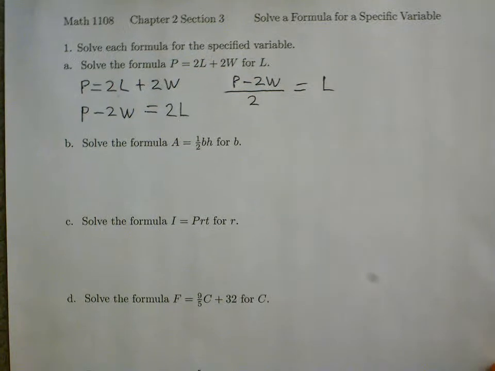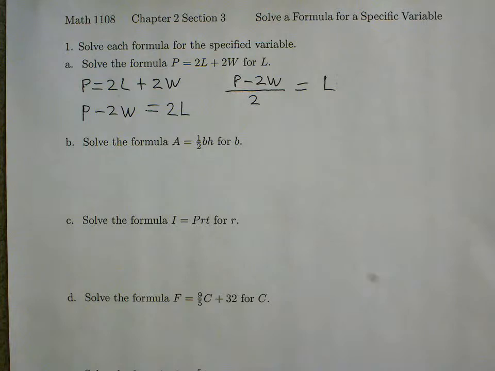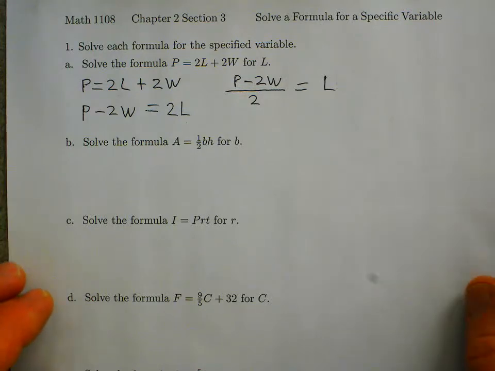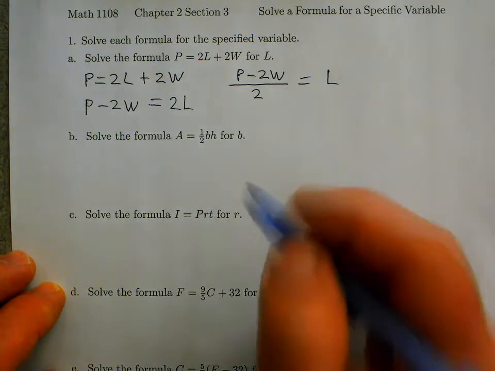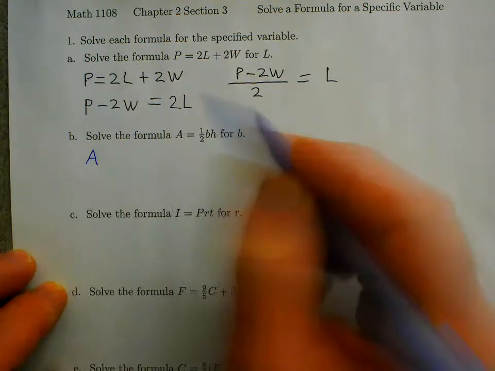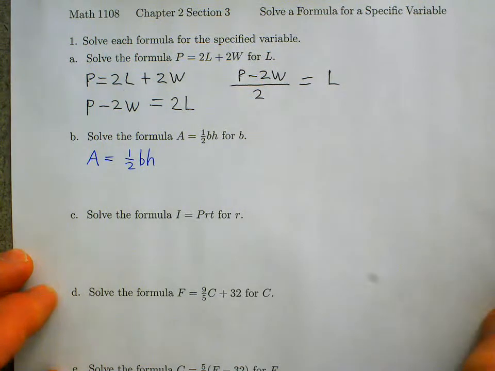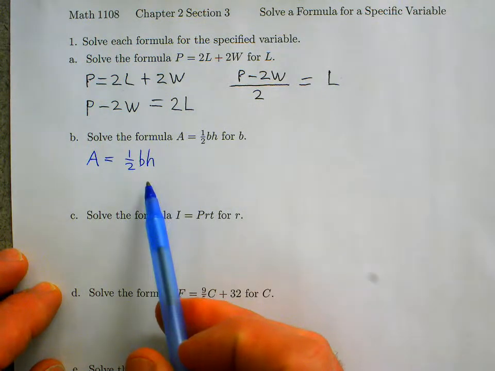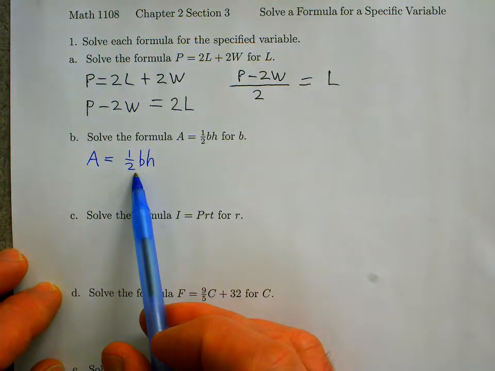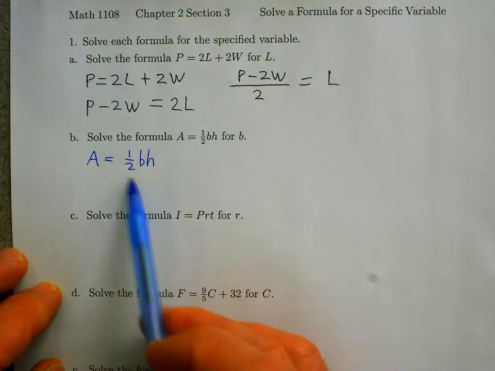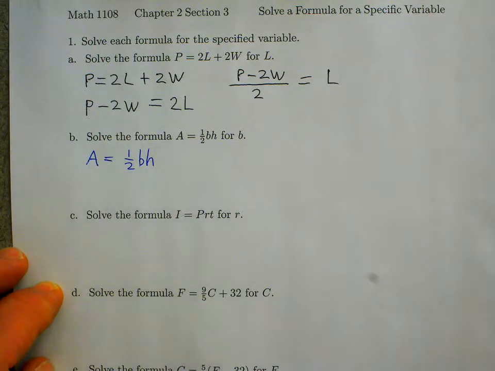Okay, the next formula: solve the formula capital A equals 1/2 B times H for B. I'll rewrite the formula. So A equals 1/2 B times H. We want to solve for B. On the right-hand side, we have a numerical coefficient of 1/2, so we want to eliminate that first.